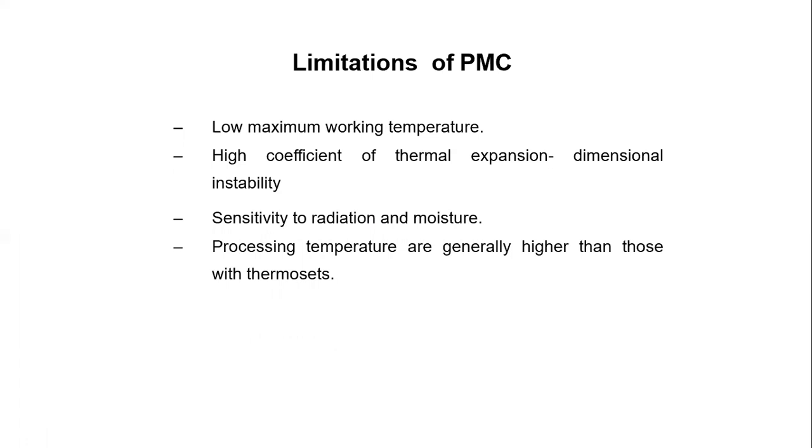That is, these thermoplastics have very high processing temperature compared to the thermosettings, because thermoplastics can melt when we raise the temperature, but these thermosetting plastics do not melt due to heating. That is the main reason for the processing temperature being higher than the thermosets. So these are some of the limitations of polymer matrix composites.